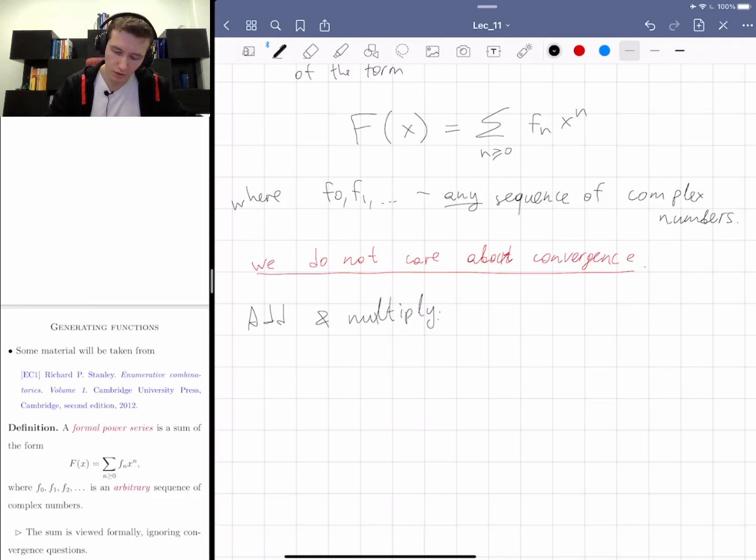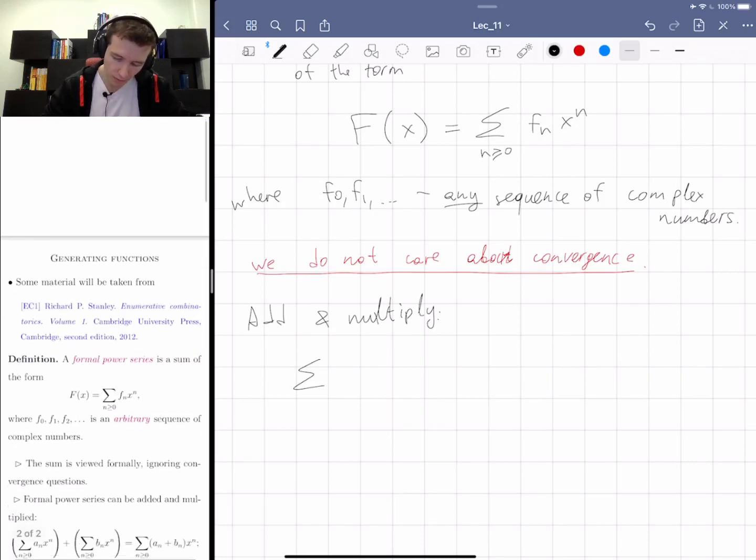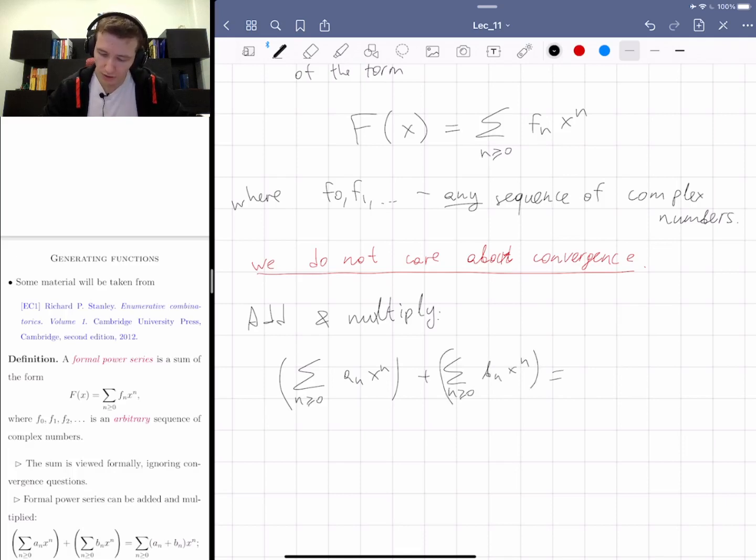So how do I add two power series? Let's say I have one sum, a sub n x to the n, and I have another power series, b sub n x to the n. So I add them up. I always follow the usual rules of algebra, so there should be no surprises here.